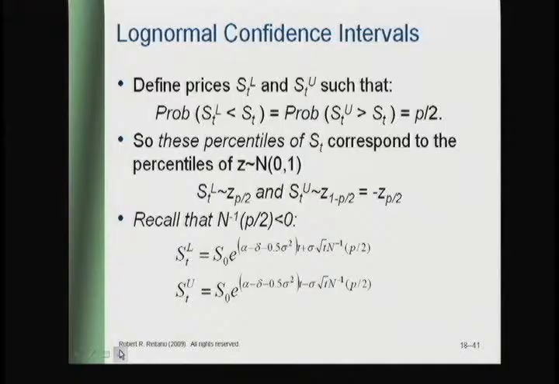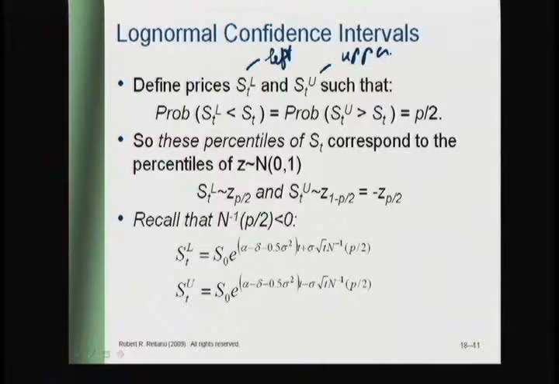Next thing I want to talk about are confidence limits. How would we develop confidence intervals within the log-normal distribution? So we might define an S_T^L and an S_T^U being a low price and a high price. So that S_T low, we can think of this as being the left end point or the lower end point of our confidence interval, and this is the upper end point.